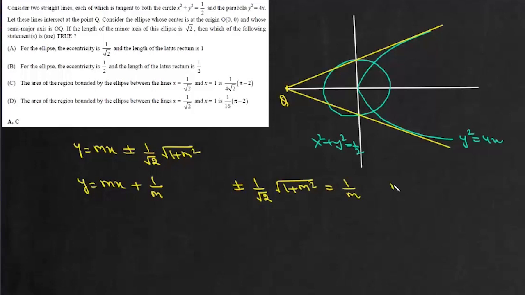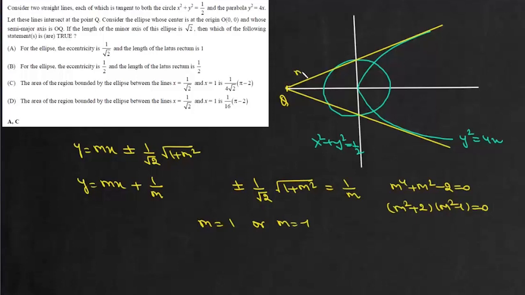Now we square it, we'll get m to the power 4 plus m square minus 2 equals 0, or (m square plus 2) into (m square minus 1) equals 0. So value of m is either plus 1 or value of m is minus 1.